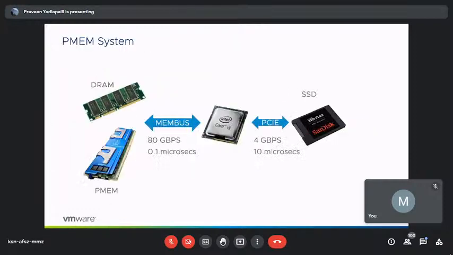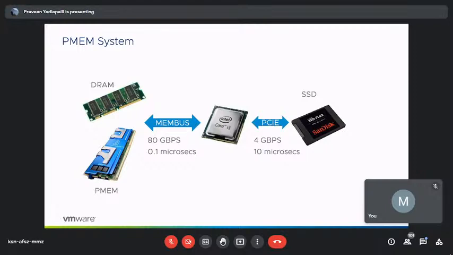So now that we have this new PMEM DIMM that comes like a DRAM DIMM, looks like a DRAM DIMM. You can see the picture here, it's in blue color, PMEM DIMM. So again, this PMEM DIMM sits on the same bus as the memory DRAM. So it has this advantage of 80 Gbps memory bus. Compare that to SSD, which is limited to 4 Gbps. So this PMEM can take advantage of this existing memory bus, which can be very fast and very low latency.